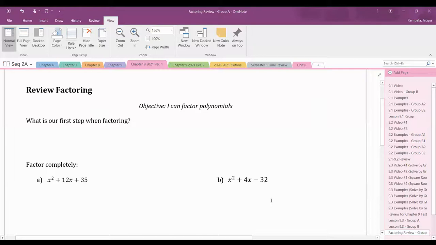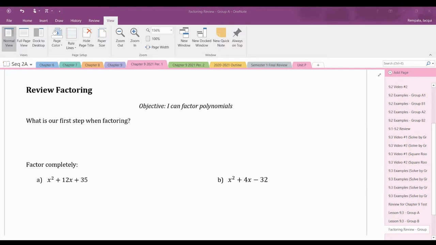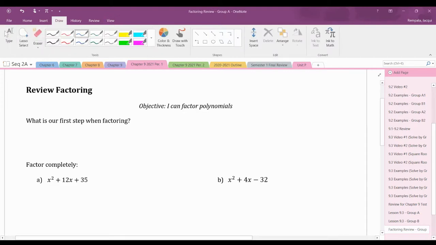We're going to review factoring right now. Factoring is a concept that we spent a very long time on first semester, and it is going to be something that we are going to be doing a lot with this semester. So when it says, what is our first step when factoring, we always want to look for a GCF.